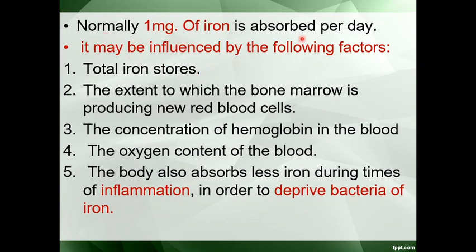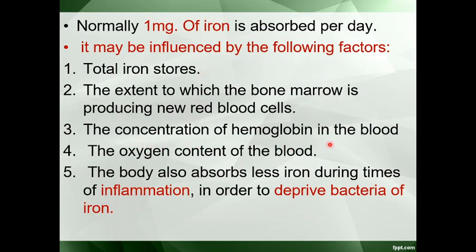Normally, 1 gram of iron is absorbed per day. It may be influenced by the following factors: total iron stores, that is the iron amount in the blood or the plasma. How many total iron stores are there? The extent to which the bone marrow is producing new blood cells; obviously more iron will be absorbed. If the total iron stores are more, less iron will be absorbed.